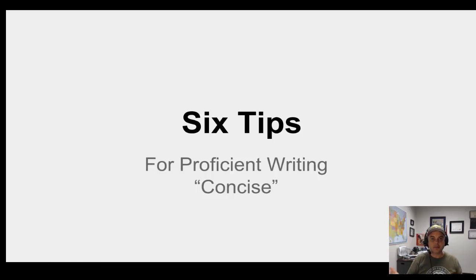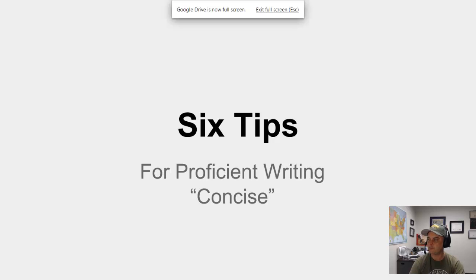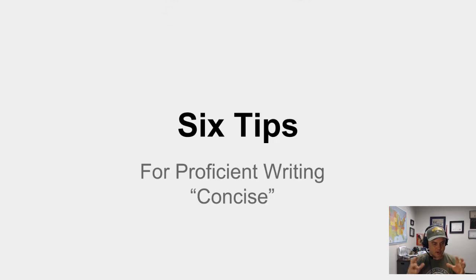Hey there, I want to give you some tips, 6 precisely, on how to become a more proficient writer. And most importantly, what I mean by that is how to become a concise writer. So, what do we mean by being a concise writer? A concise writer is a writer who is brief and straight to the point. A concise writer is somebody who is able to express complicated, complex ideas using as few words as possible without losing the meaning of the sentence.